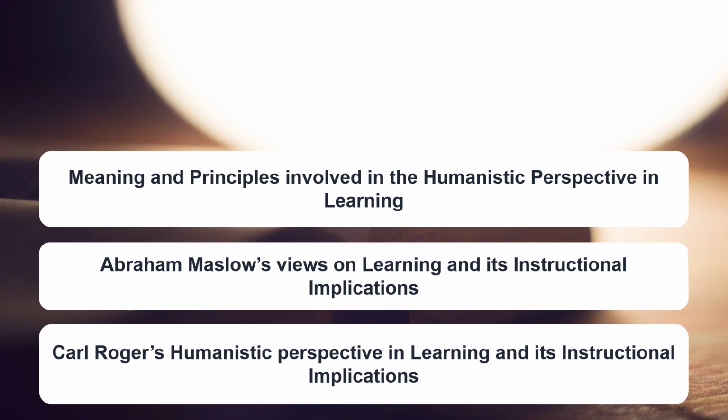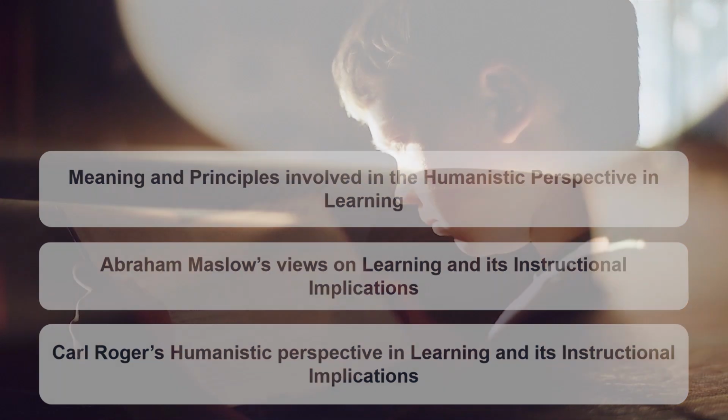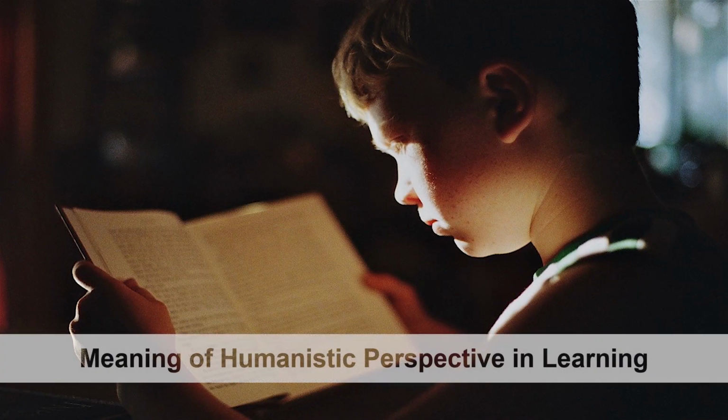Then we will be discussing the role of two theorists, Abraham Maslow and Carl Rogers. So we'll discuss Maslow's views on learning and its instructional implications. Then Carl Rogers' humanistic perspective in learning and its instructional implications. Let us first discuss the meaning of humanistic perspective in learning.